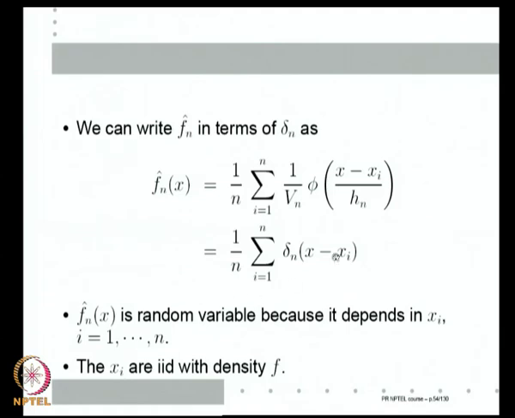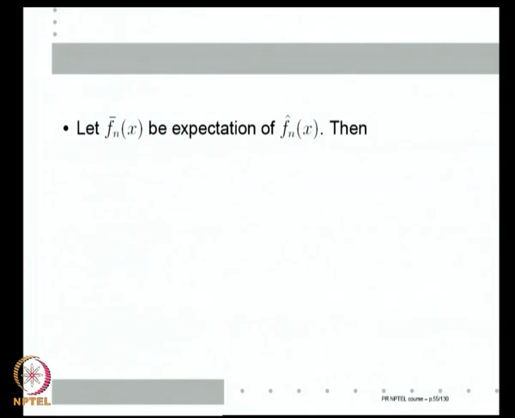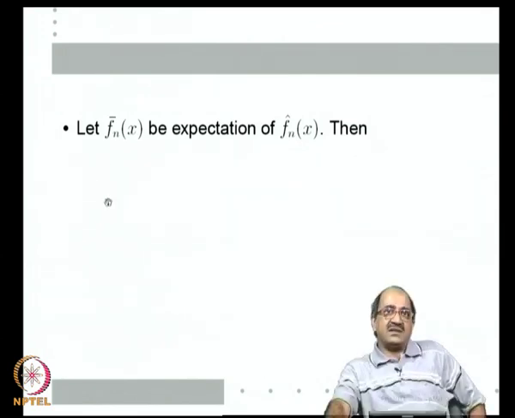To obtain the convergence, we have to ask, does f hat n of x converge in probability to f of x? For that, what we look at is what happens to the mean and variance of f hat n of x as n tends to infinity. Let f bar n of x be the mean of f hat n of x.